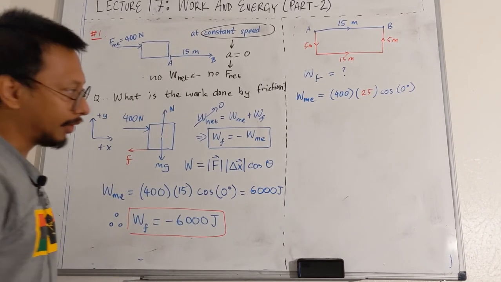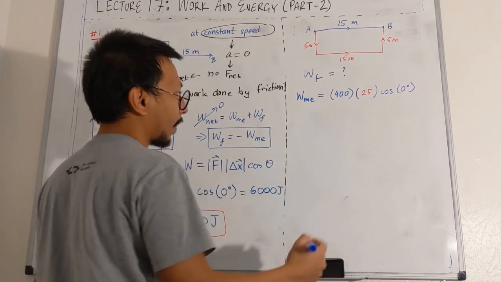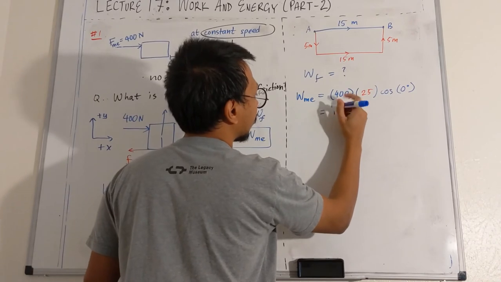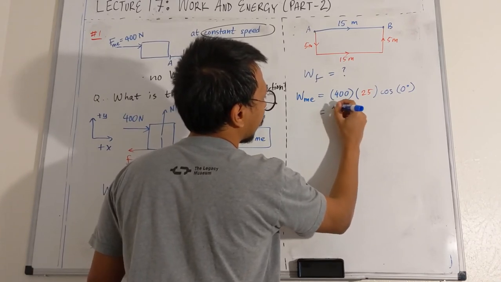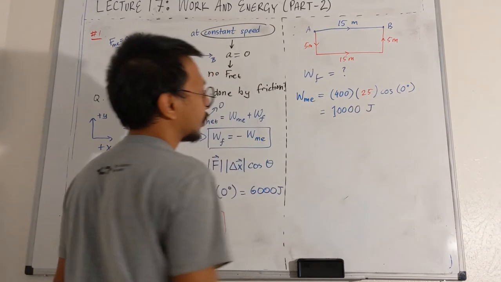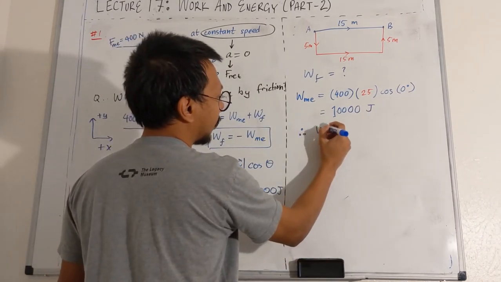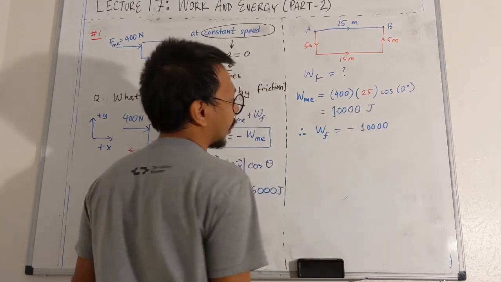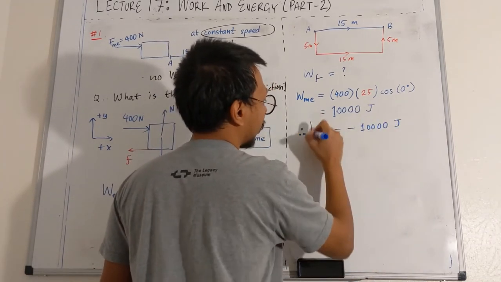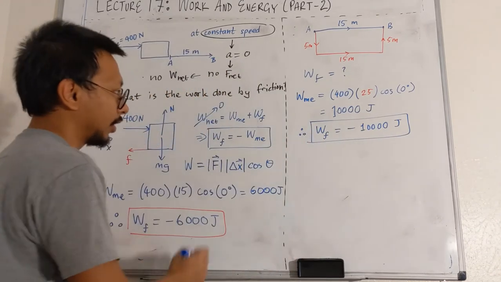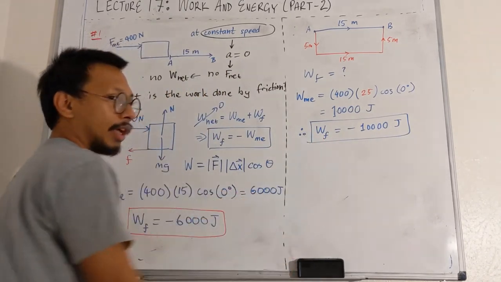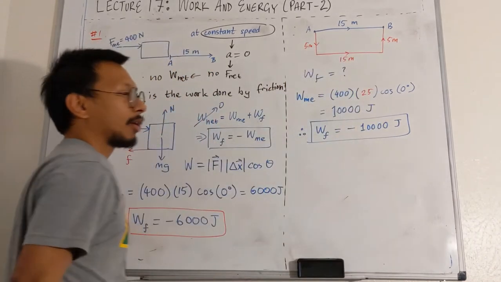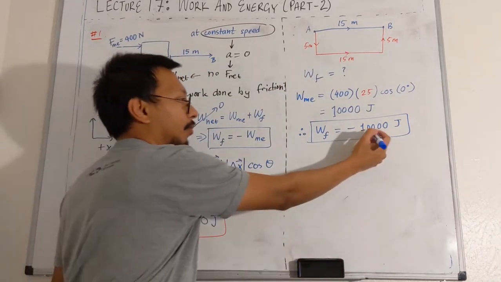Alright, then this comes out to be 10,000 joules. Therefore, the work done by friction is negative 10,000 joules. This is significantly different than our previous friction work. So we can see that if we follow a longer path, the work done by friction would be more.